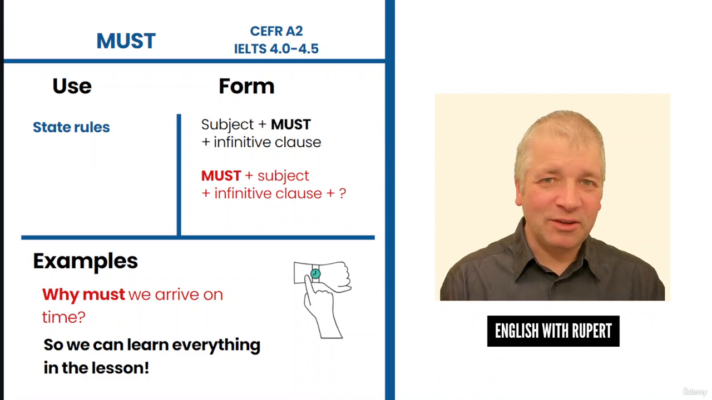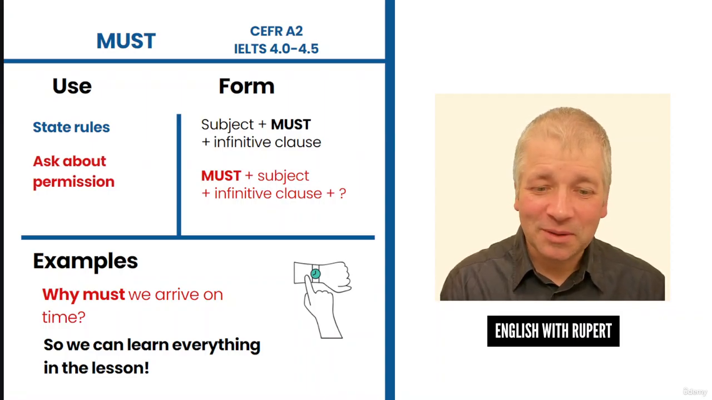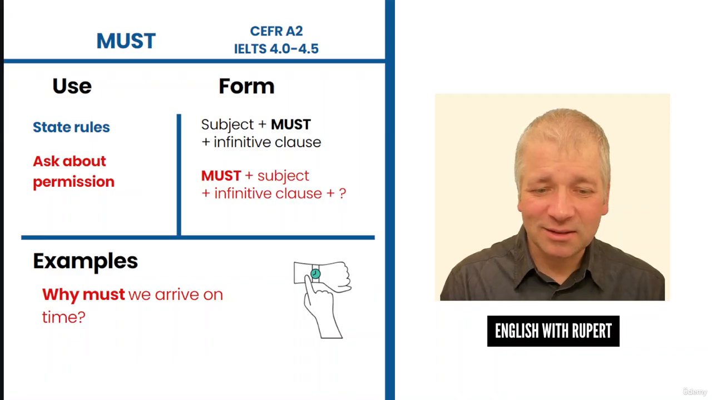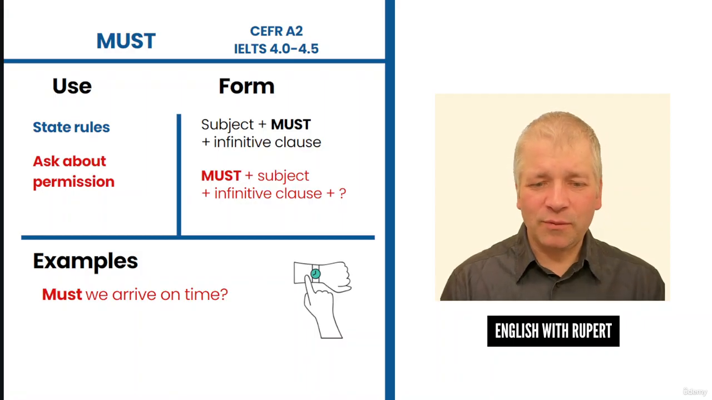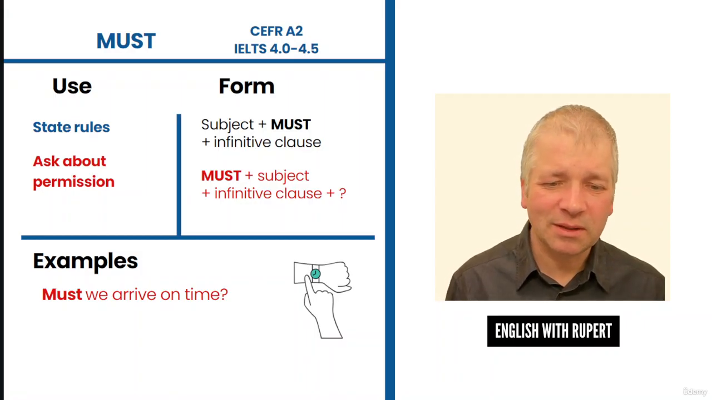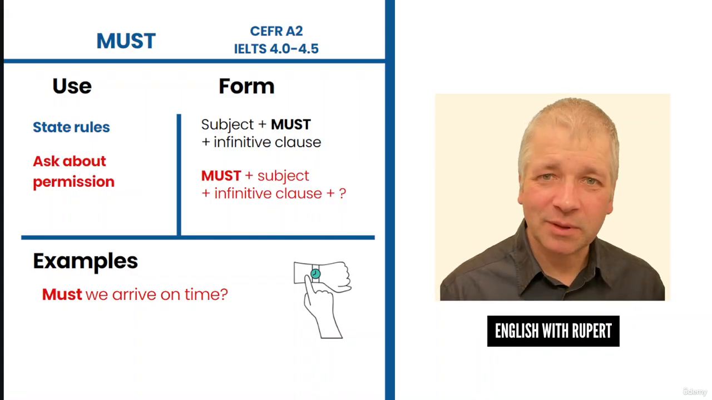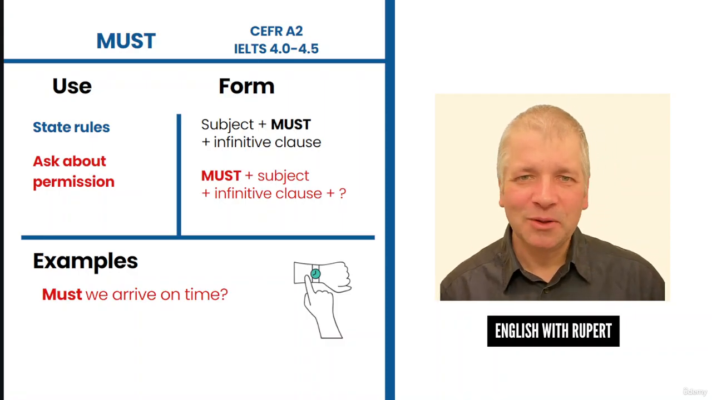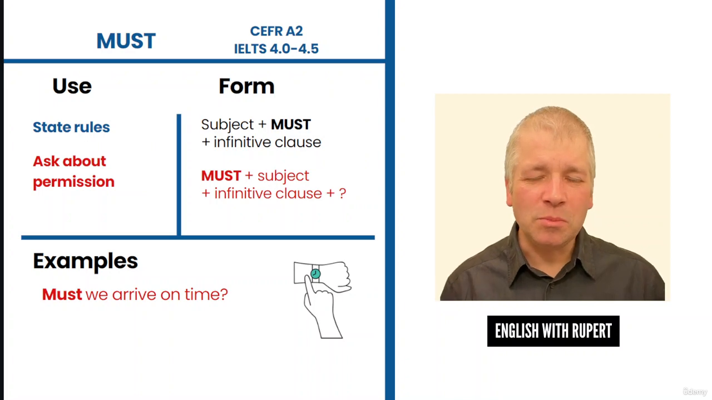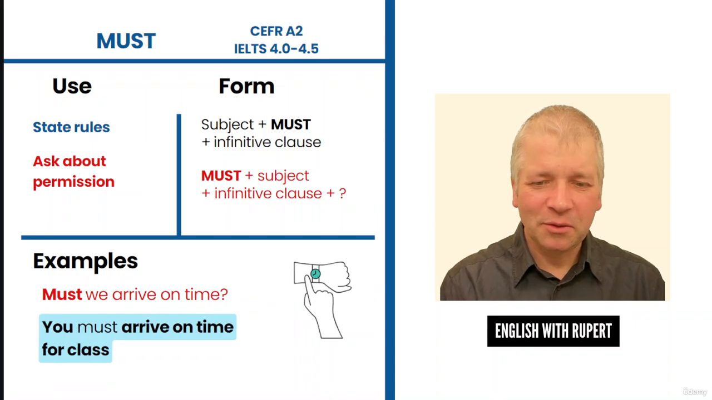So must is for stating the rules. And it's also about asking for permission. Because if we say, must we arrive on time? Then we're asking, is it necessary? Do we have permission or not? And here, no, we don't have permission. You must arrive on time for class.